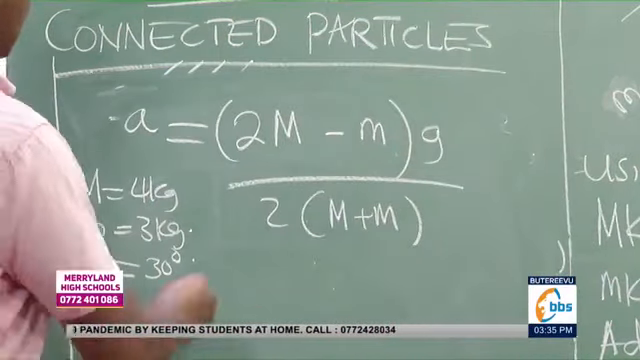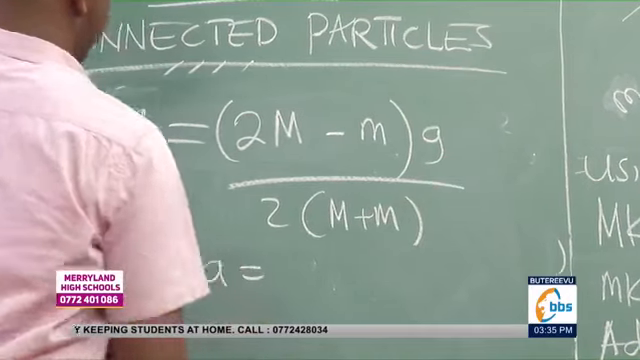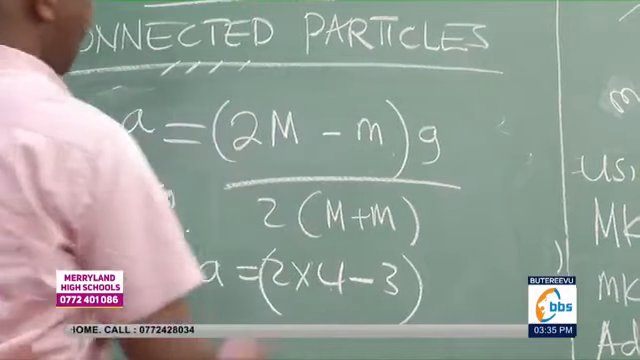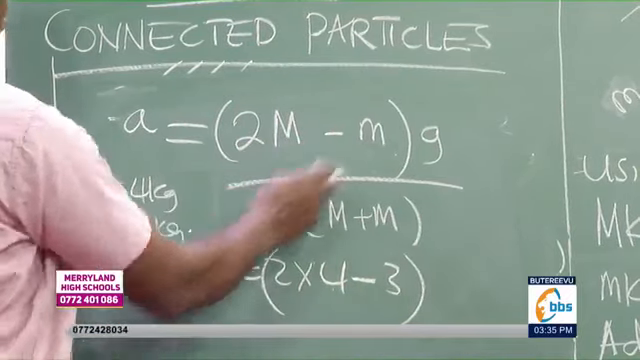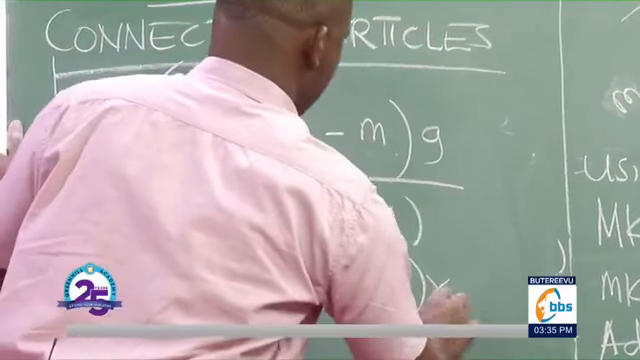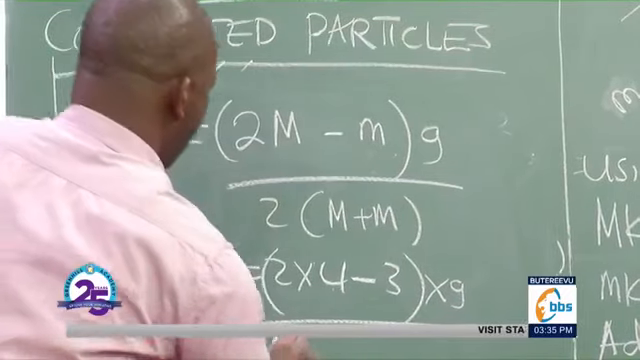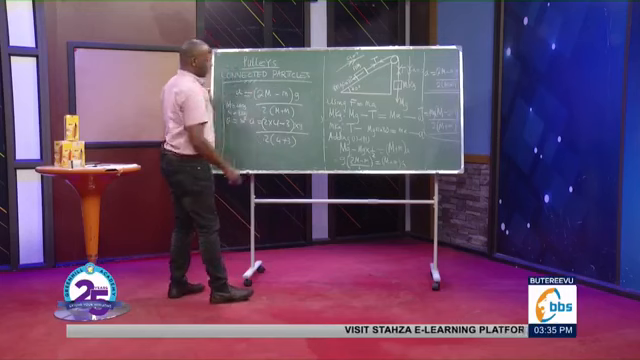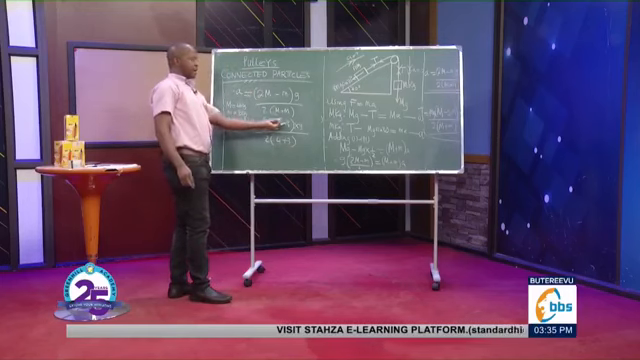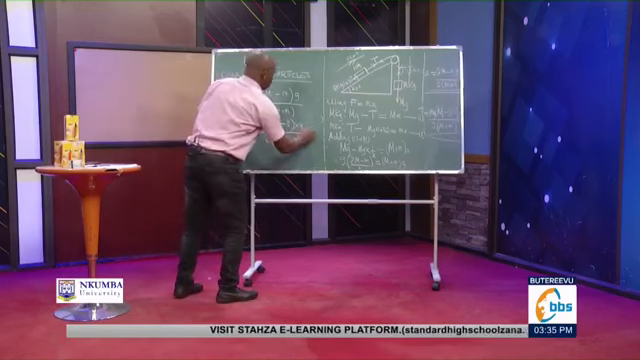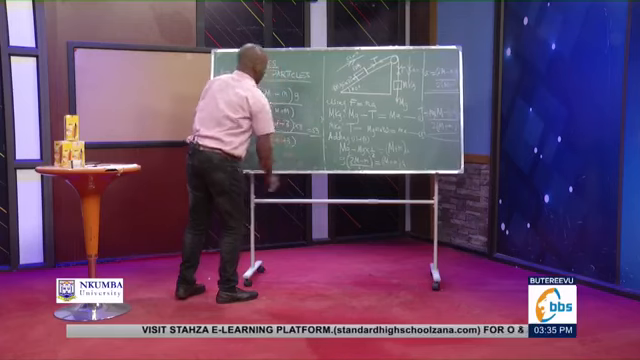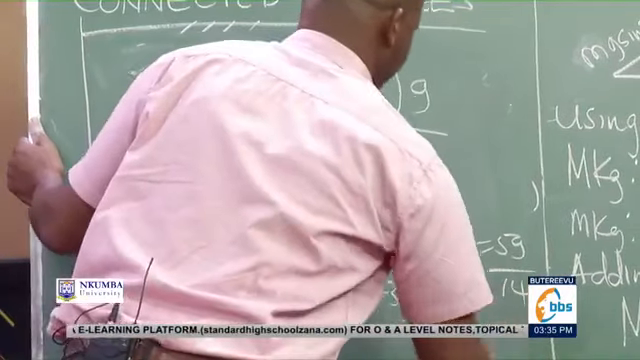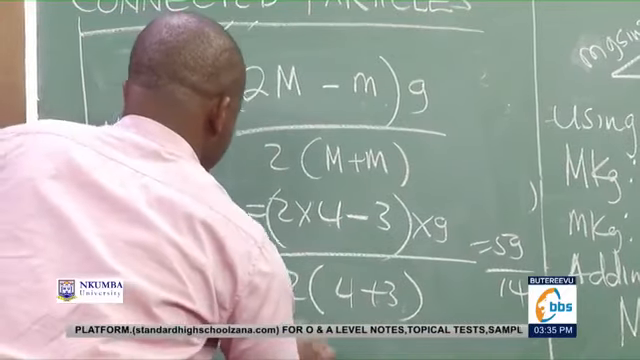So if it is not changing, we want to be sure and see. 2 times 4 minus 3, I'm substituting. My capital M is 4, my small m is 3, times g, we shall put in g later, over 2 into 4 plus 3. What do we get? 2 times 4 is 8, minus 3 is 5. So we have 5g out of 4 plus 3 is 7 times 2, 14. So our acceleration is 5g over 14.